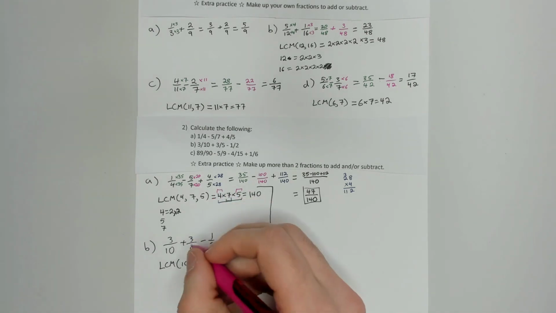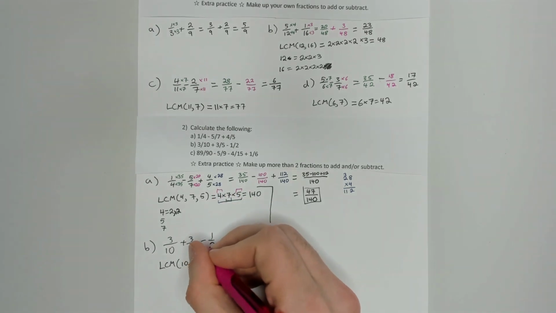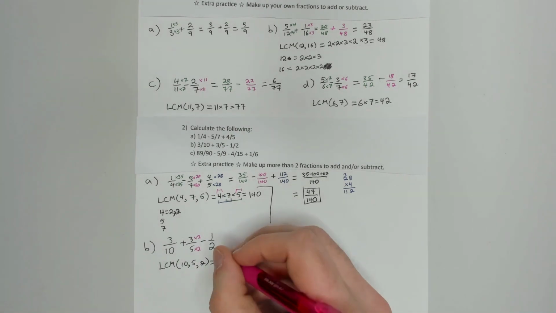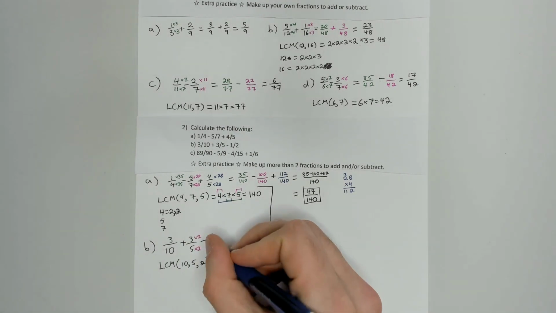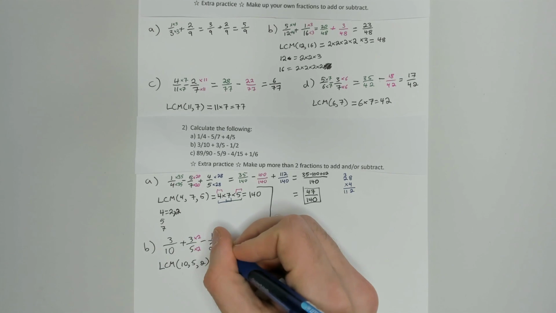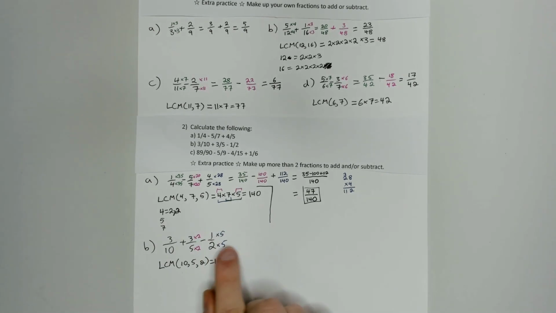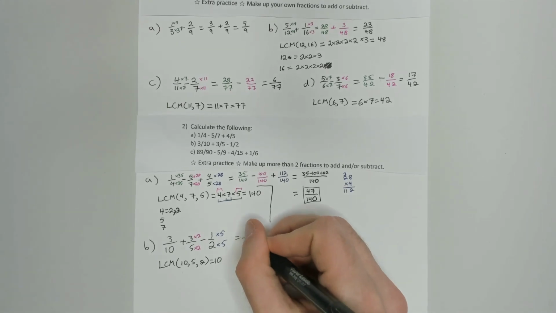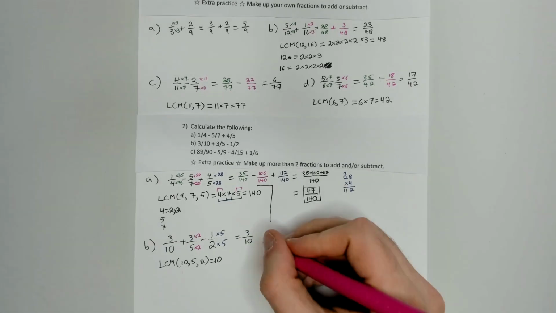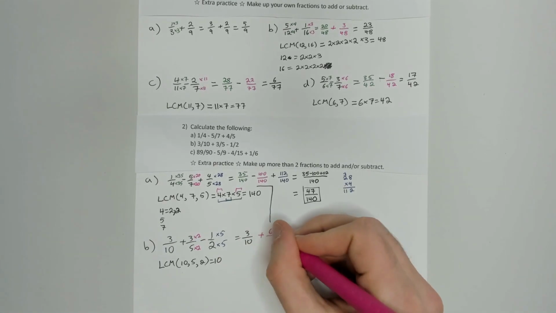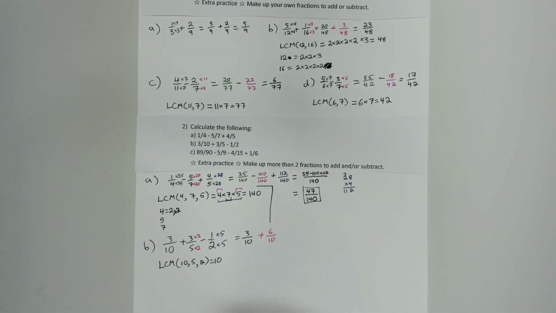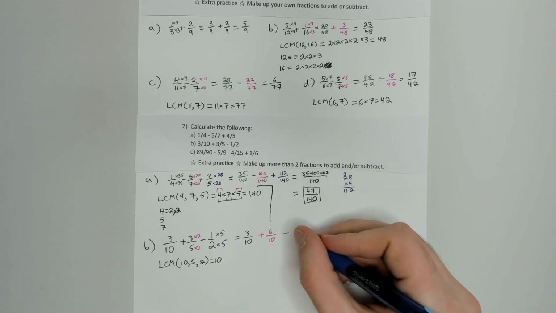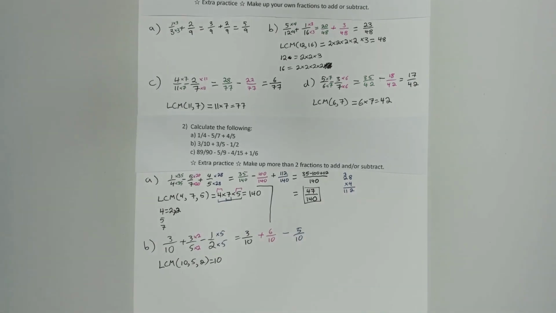So for the 3/5, we need to multiply the numerator and denominator by 2, since 5 times 2 is going to be 10. And for the 1/2, we have to multiply them by 5 each, right? Because 2 times 5 is going to be 10. So now what we're going to get is 3/10, that's unchanged, plus 3 times 2 is 6/10, and then minus 1 times 5 is 5, and all of that is out of 10.